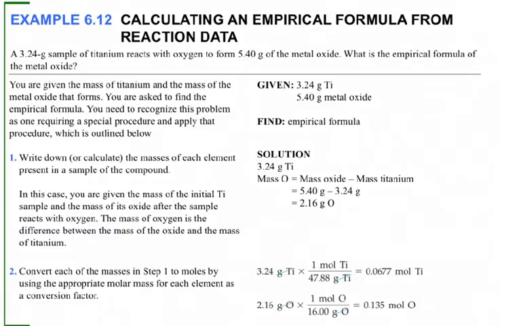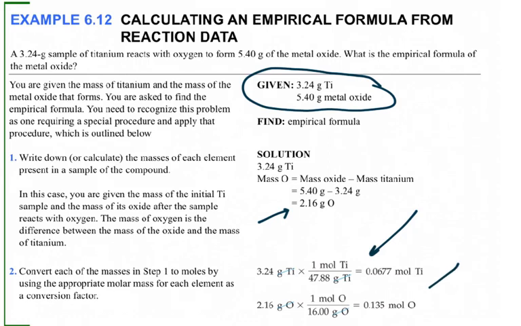Here it is worked out for you. Okay, there's the data given. Here is how they found the mass of oxygen by subtracting 5.40 minus 3.24. And then here's step 1. Everyone here was converted to moles. Okay, so that was done there. They used 47.88. I used 47.87. It depends on which periodic table you use. You're going to get the same answer regardless.